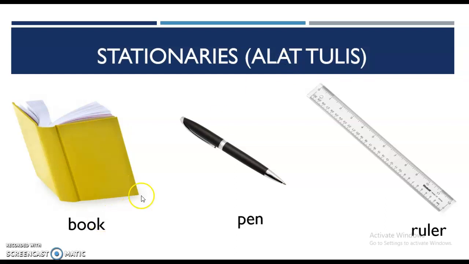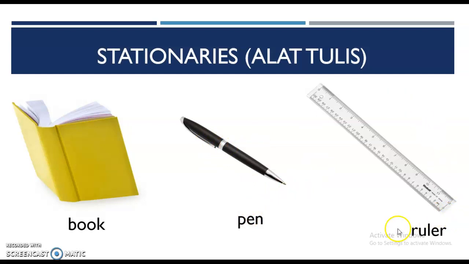Alright. So number one, let's spell this together. Kita eja sama-sama. B-O-O-K, book. Buku. Okay, number two. P-E-N, pen. Okay, pen in Bahasa Melayu also pen, sama. English pen, Bahasa Melayu pun pen.